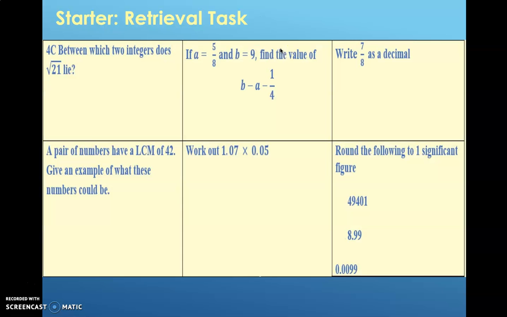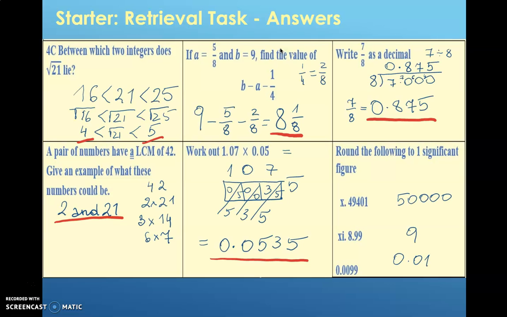So here's your retrieval task. Can you pause the video now and complete this for the next 10 minutes? Okay, so here's your answers. Can you be sure to green pen your work and put any corrections in there and mark any ones that you got right?